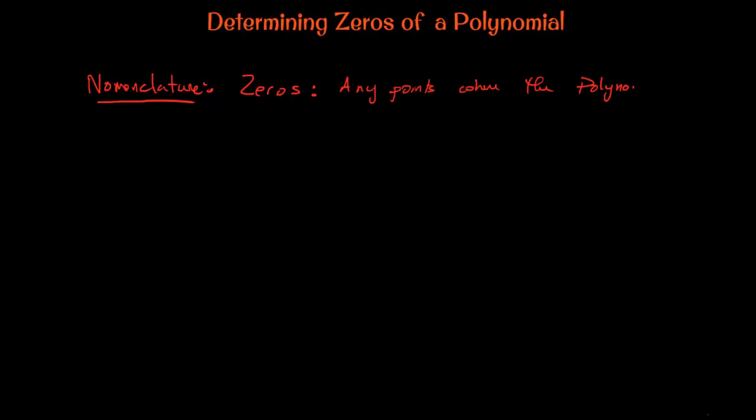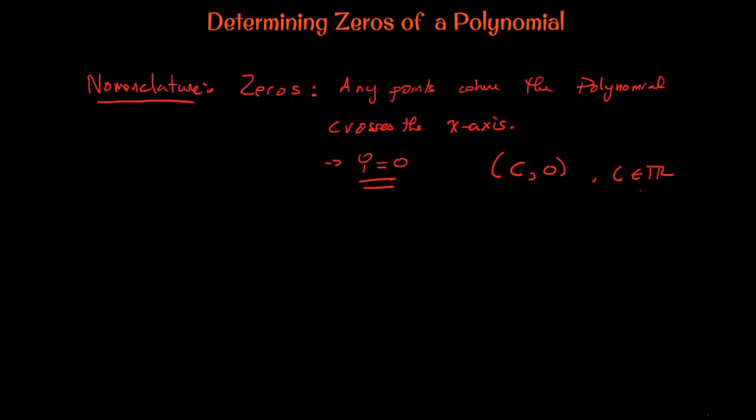So first of all, I would like to discuss some nomenclature, and let us discuss what a zero of a polynomial is. It's going to be any point where the polynomial crosses the x-axis. And that's always going to occur at a point when y is equal to 0. So we often say this is (c, 0), where y equals 0 and c is a constant. And c can be any real number.